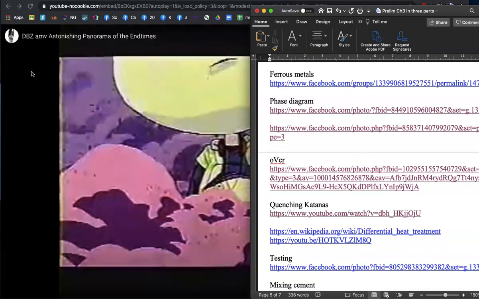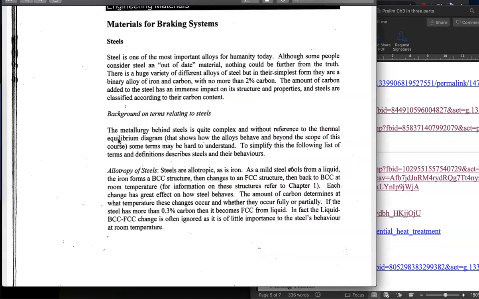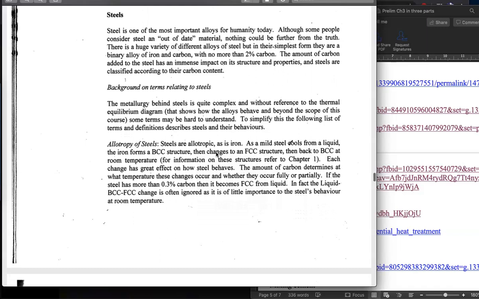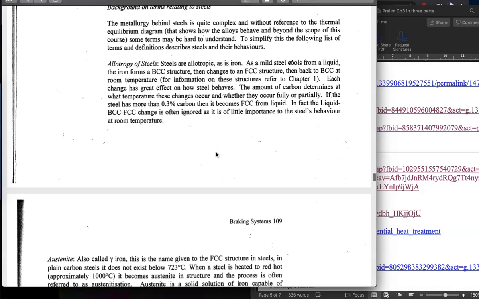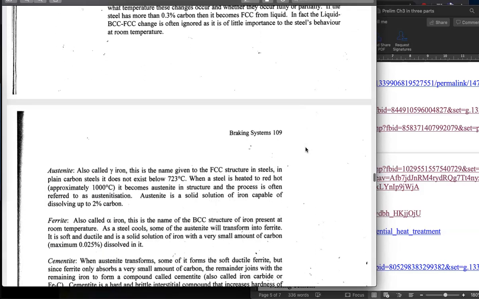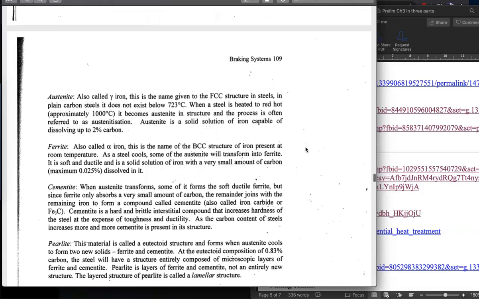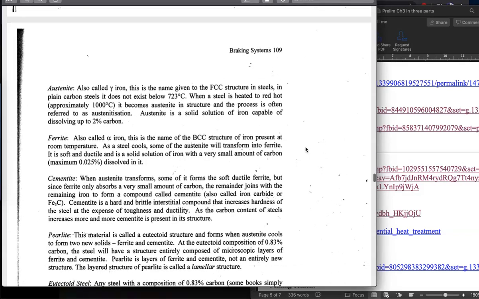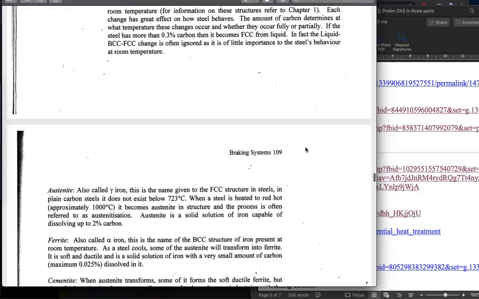Okay, so we're going to quickly review ferrous metals, very quickly. What we know is that steel is an allotrope, which means it can form more than one structure. Steel is polymorphous, which means it can have more than one crystal structure. So what are those crystal structures? It can be FCC or BCC, or we're going to learn later, it can also be body-centered tetragonal, BCT.